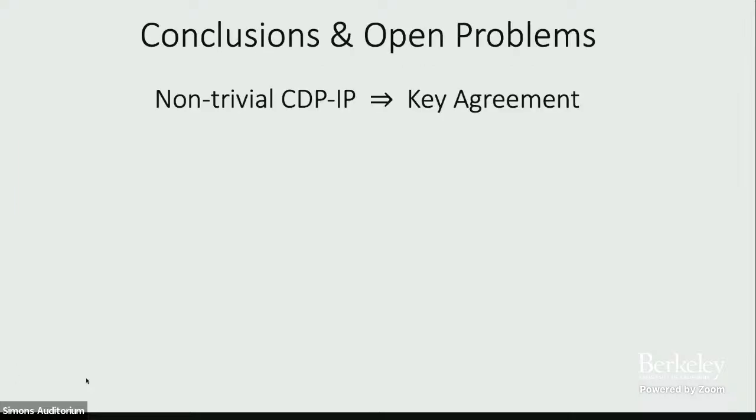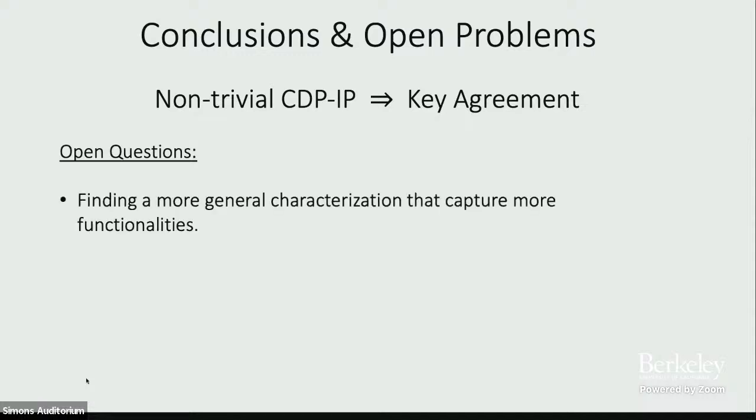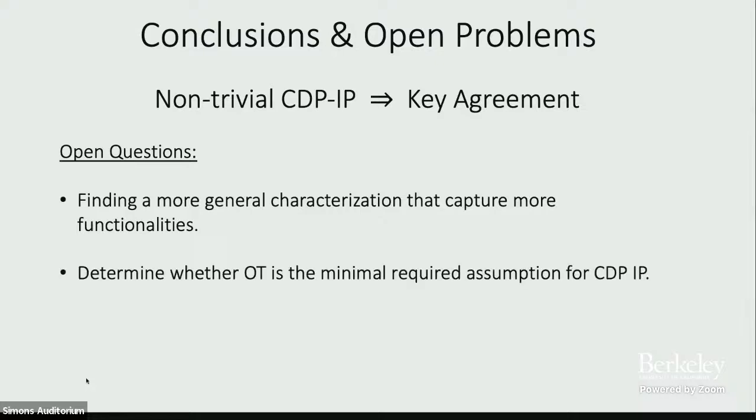So to conclude, we showed that non-trivial computational differentially private protocols for the inner product imply key agreement. An open question is finding a more general characterization that captures more functionalities, more than the inner product, and determining whether we need OT or we can use only key agreement protocols. And as I said, our result is tight for differential privacy against external observers. So in this case, key agreement is enough.